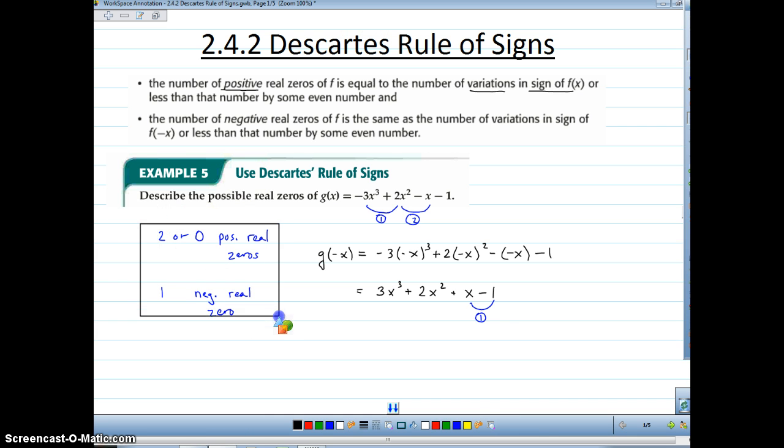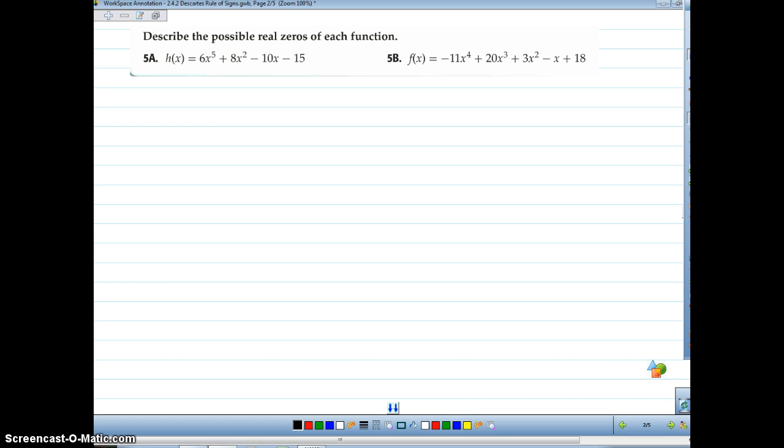So when they ask you to describe the possible real zeros, this is how you're going to do it using Descartes' rule of signs. Try that on your own for these two problems. I'm going to put the answers up now, so hit pause if you want to keep trying it on your own.